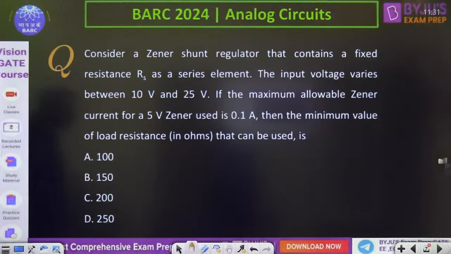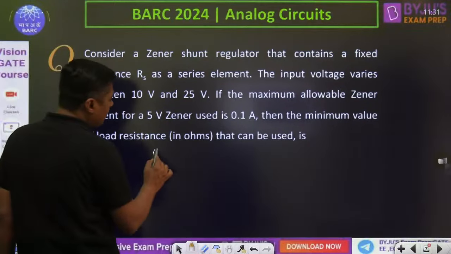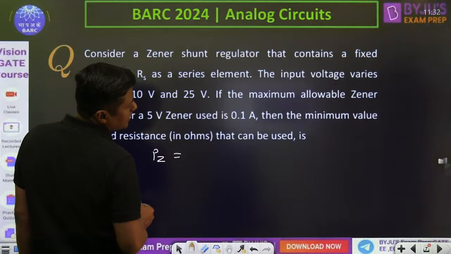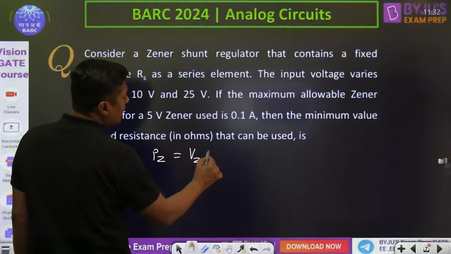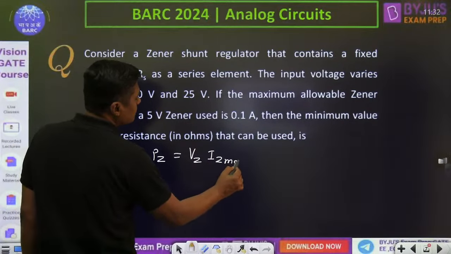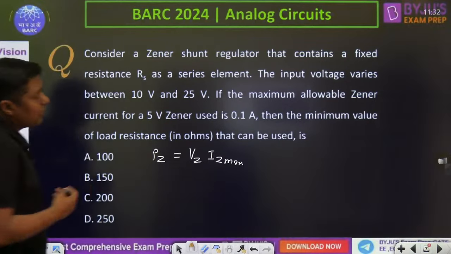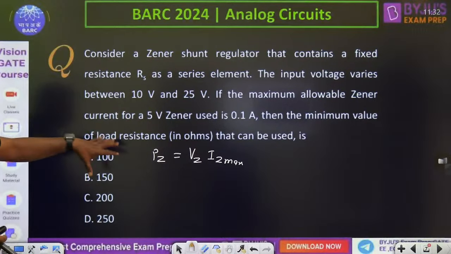Okay, so what is given? Maximum allowable Zener diode current. If the maximum allowable Zener diode current is given, then you can calculate PZ, the power dissipation. What is the maximum power dissipation? Voltage times IZ max. That is the power dissipation, so you can get the rating of the Zener diode.